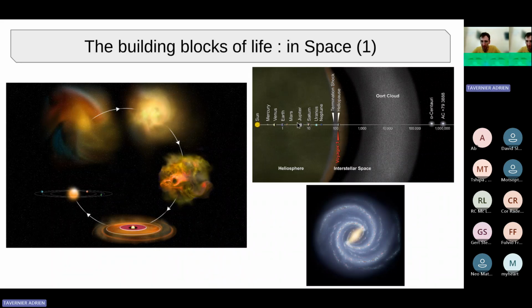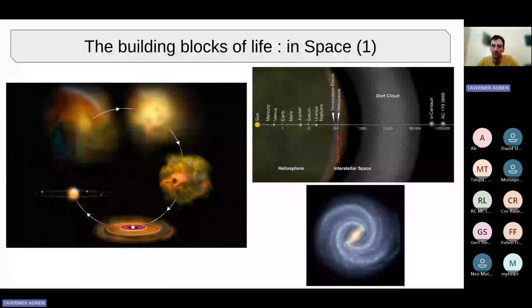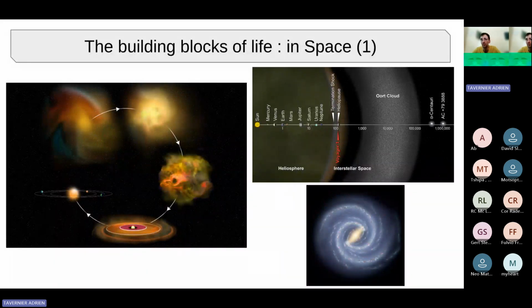Here you have the Milky Way, so our galaxy, and also hundreds of billions of stars. So it will be interesting also to look at these stars and to see their chemical composition in order to see if we have a match according to what we see of life on Earth.